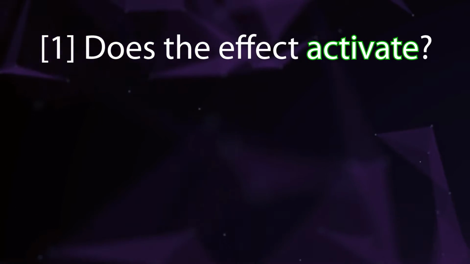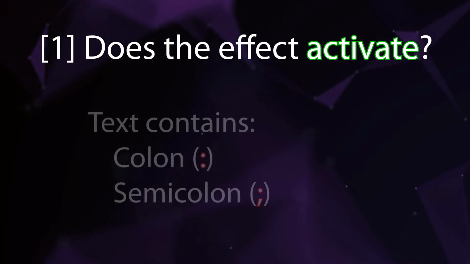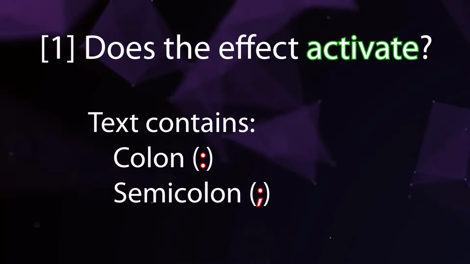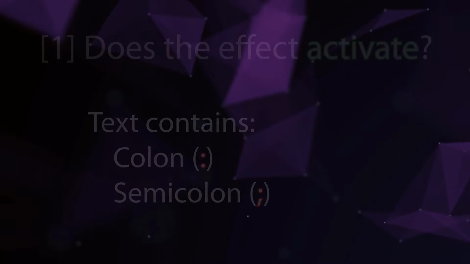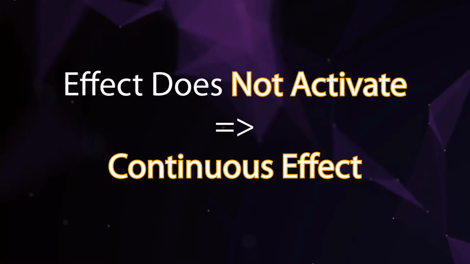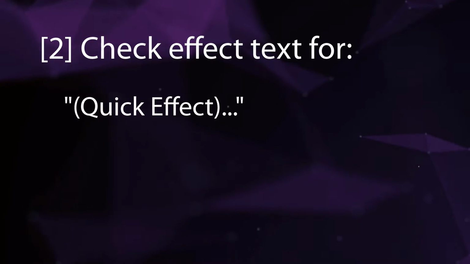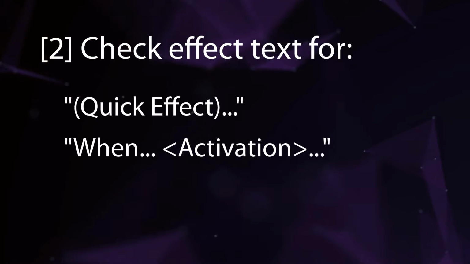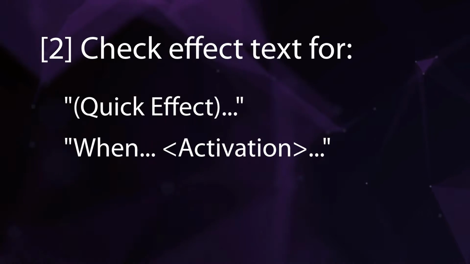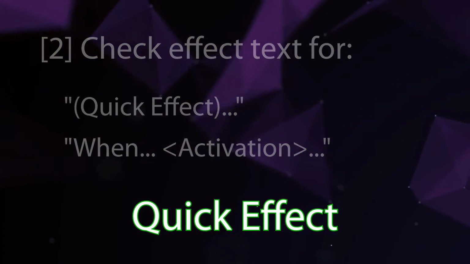First, check to see if the effect activates. Check for this by looking for a colon or a semicolon. If the effect does not activate, then we can stop here. It is a continuous effect. Next, we will check the effect text to see if it contains one of the following. Quick effect, when activation. If it contains one of these, then we can stop here. It is a quick effect.